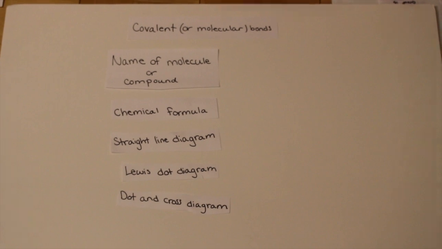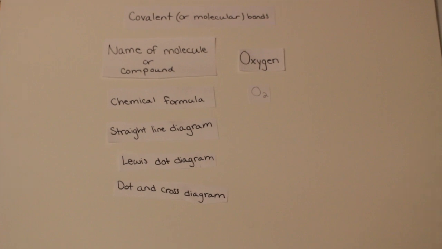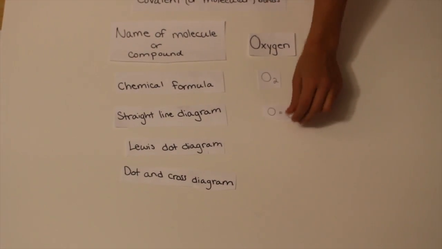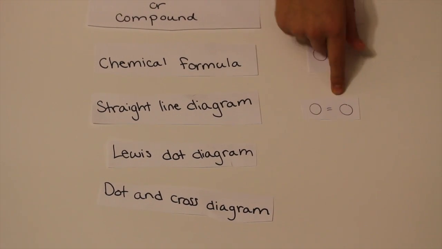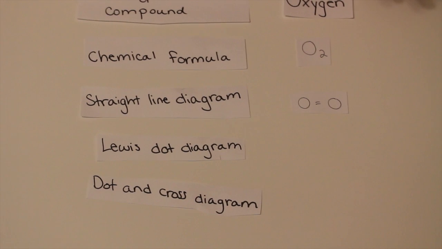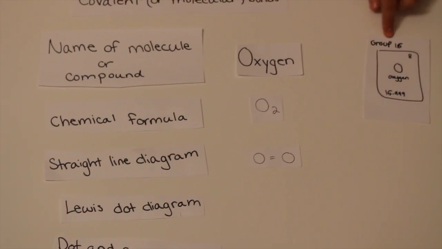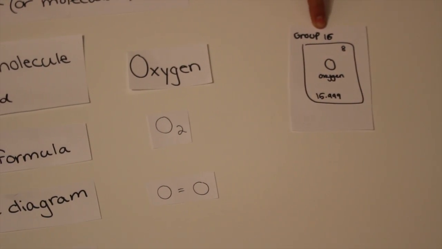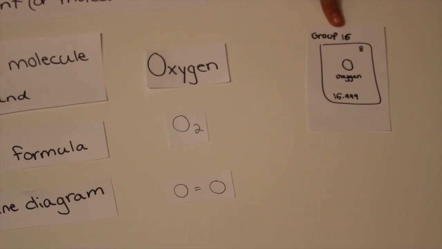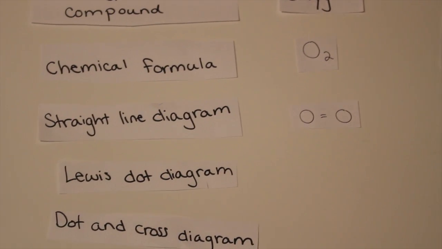Here's another example. Oxygen. The chemical formula would be O2, and the straight line diagram would be this. There are two lines instead of one because oxygen shares 4 electrons instead of just 2. You can see here it's in group 16, which means that there's 6 valence electrons in its outer shell. We need 2 more to make it happy because the second shell, which is the shell it's in, can have a total of 8 electrons.